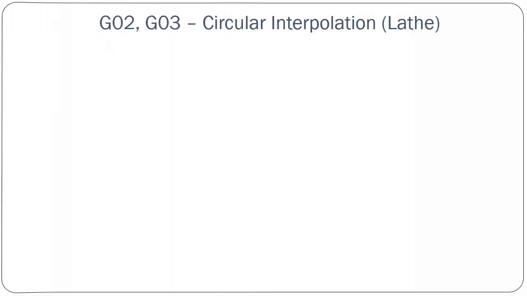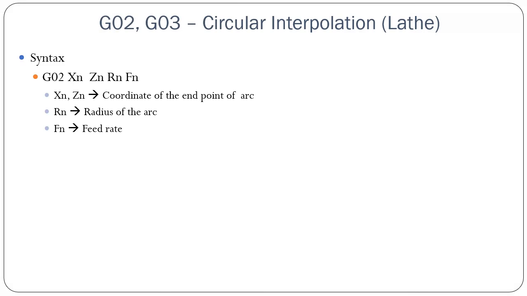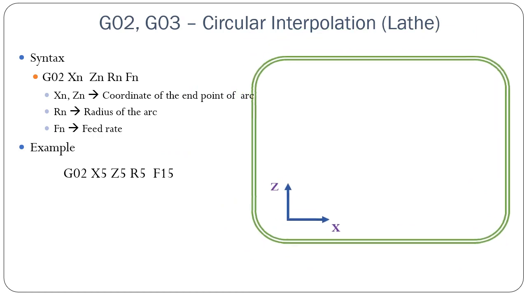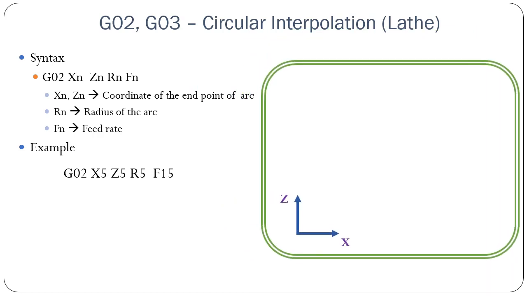The syntax for G02 is given. Here there is an additional value R, which indicates the radius of the circle. The values of Xn and Zn should be the end point of the circle. Example: consider the code G02 X5 Z5 R5 F15. Here the tool will move as shown in the figure.